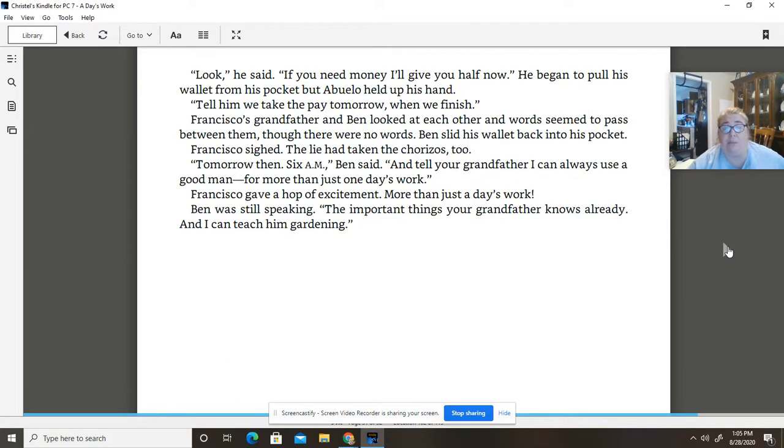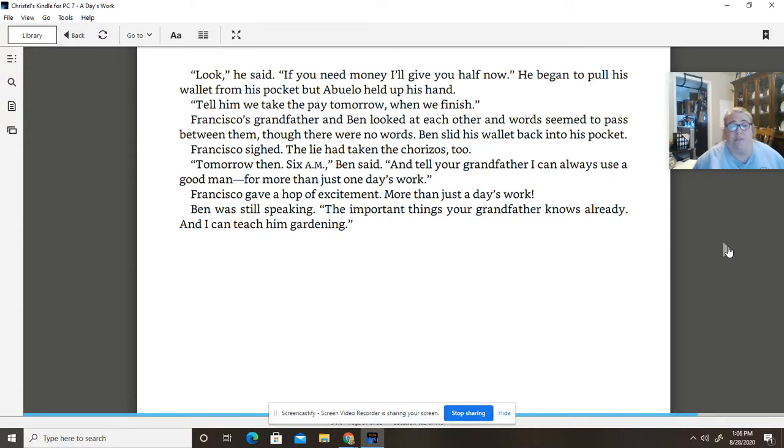"Look," he said, "if you need money, I'll give you half now." He began to pull his wallet from his pocket, but Abuelo held up his hand. "Tell him we will take the pay tomorrow when we finish." Francisco's grandfather and Ben looked at each other, and words seemed to pass between them, though there were no words. Ben slid his wallet back into his pocket. Francisco sighed. The lie had taken the Cerritos too. "Tomorrow then, 6 a.m.," Ben said, "and tell your grandfather I can always use a good man for more than just one day's work."